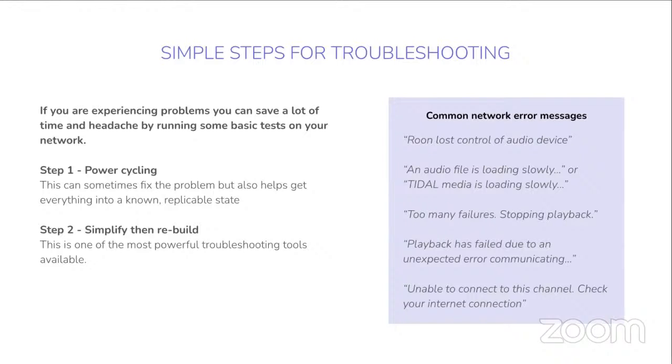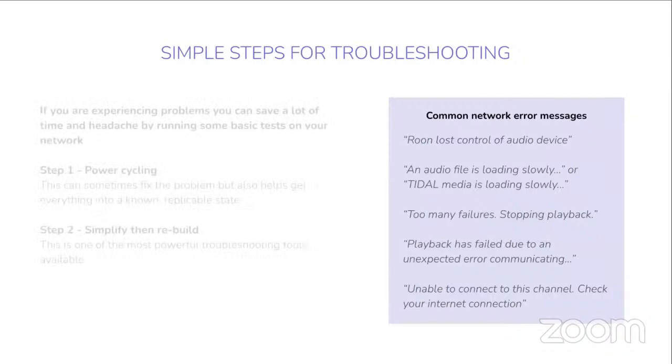Most routers have a setting called IGMP proxying or IGMP snooping. If you're having issues with multicast, which means audio device discovery or Roon remote connecting, you can try and toggle that IGMP switch on and off and see if that helps with any of those issues.